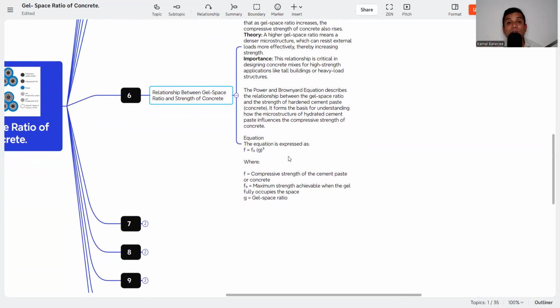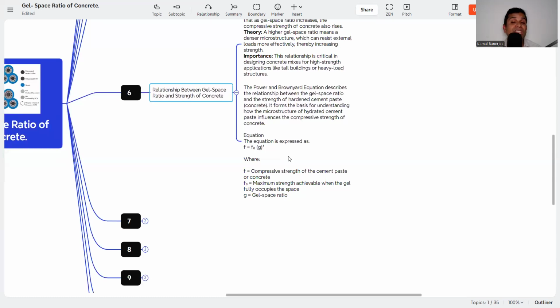So what is the equation? The equation is f = f0 × g³, where f is the compressive strength of the concrete, f0 is the maximum strength achieved when the gel fully occupies the space, and g is the gel space ratio. Sometimes it is defined as f = 250 × x³, where x is the gel space ratio. Here the strength is not dependent on the age of the concrete, it is directly dependent on the gel space ratio. So this Powers and Brownyard equation is very important to determine the compressive strength of the concrete with respect to the gel space ratio. This is the relationship between gel space ratio and strength of the concrete, and we can find it out by the Powers and Brownyard equation.